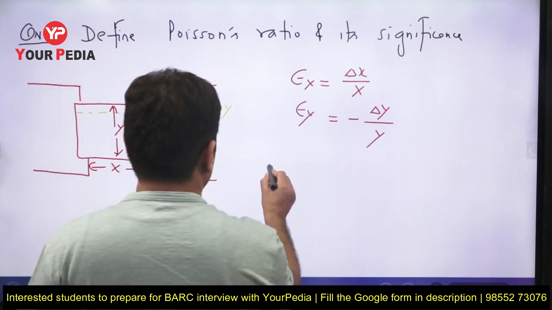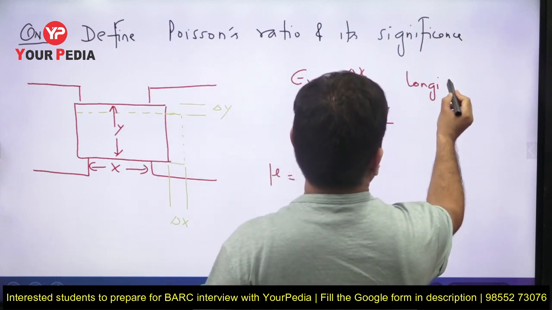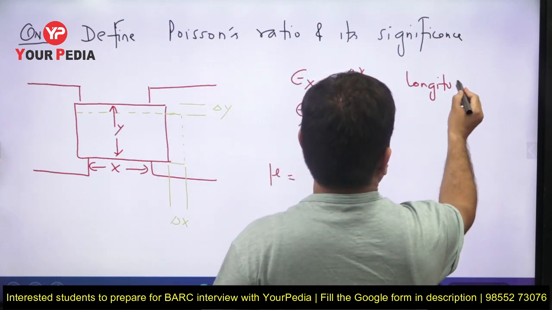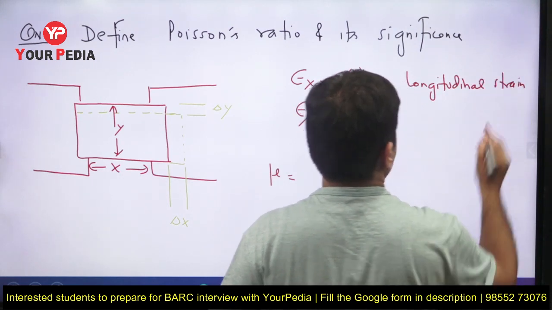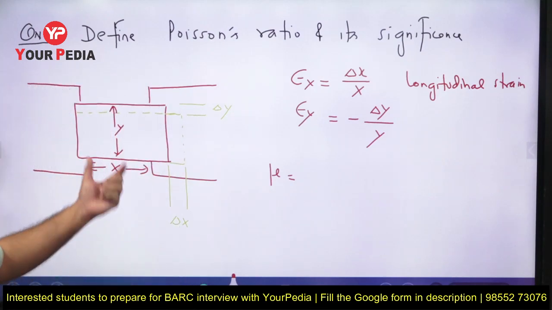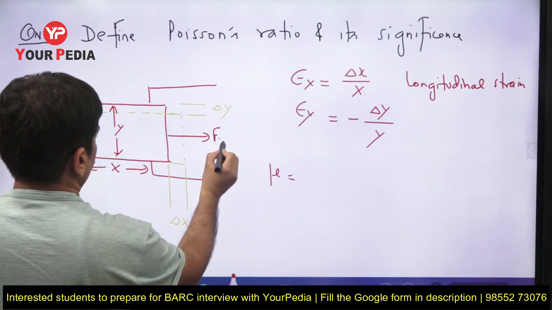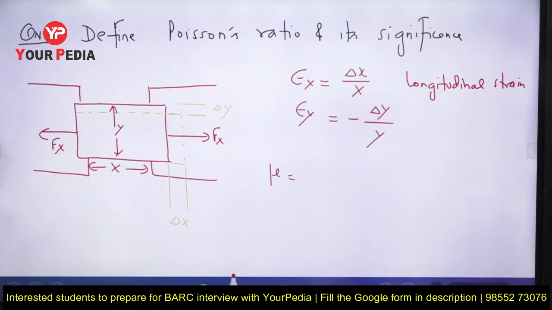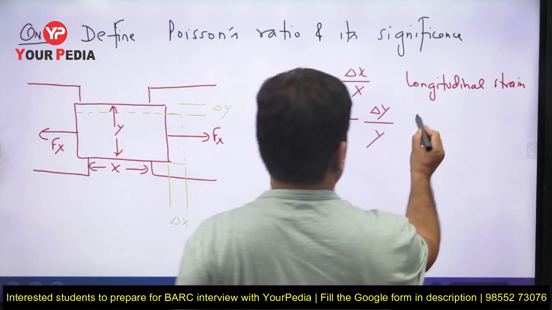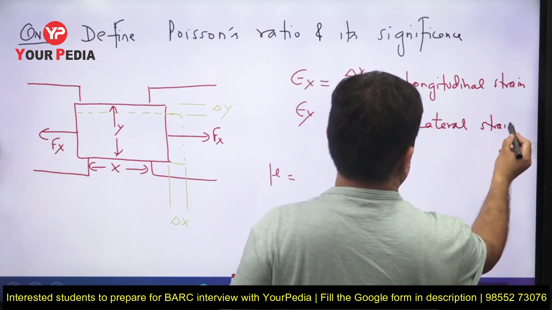Now, what is Poisson's ratio? This is a longitudinal strain. Why is it called longitudinal strain? Because it is in the same direction in which I am applying the load. In which direction do you apply the load? I am applying the load F in the x direction. So for me, sigma x is the longitudinal stress and epsilon x is the longitudinal strain. This particular thing is called lateral strain.